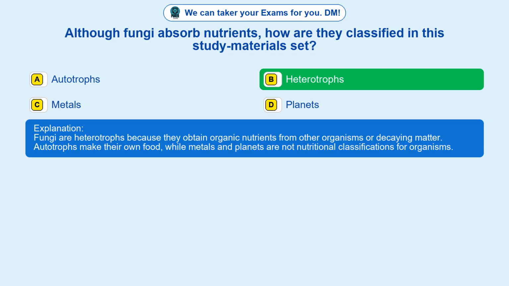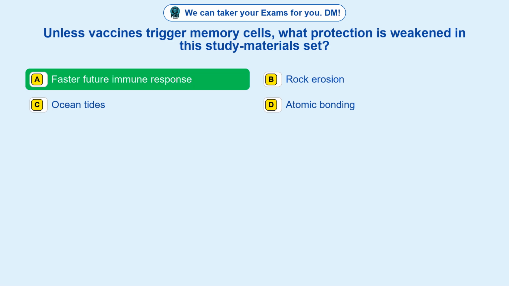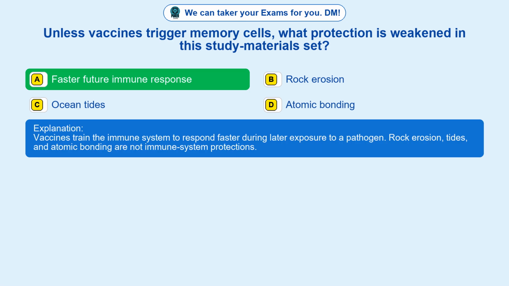Question 22. Unless vaccines trigger memory cells, what protection is weakened in this study material set? Option A, faster future immune response. Option B, rock erosion. Option C, ocean tides. Option D, atomic bonding. The correct answer is option A. Faster future immune response. Vaccines train the immune system to respond faster during later exposure to a pathogen. Rock erosion, tides, and atomic bonding are not immune system protections.